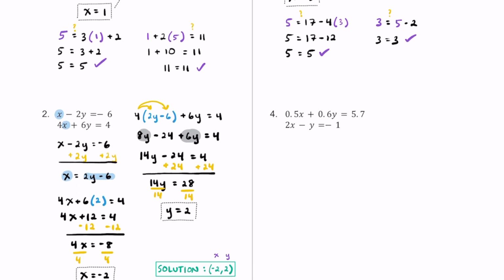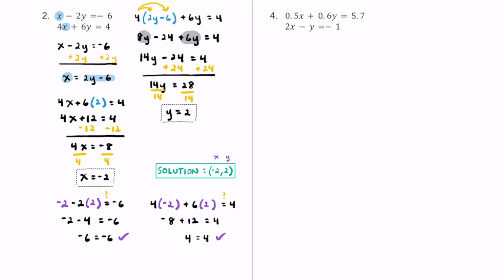All right, well, here's one last example. For number 4, we have the equation 5/10 x plus 6/10 y is equal to 5 7/10, and we have 2x minus y is equal to -1. A couple of quick things that I want to make sure we're aware of that we could do to make this easier. In terms of which variable we want to isolate to use for substitution, I think I'm going to use the bottom equation.